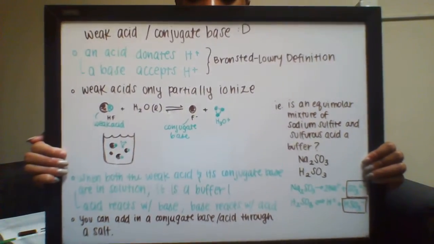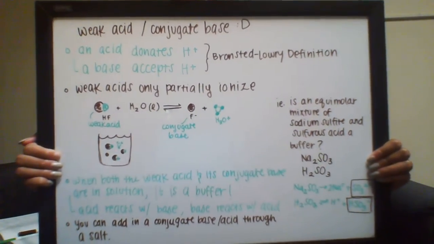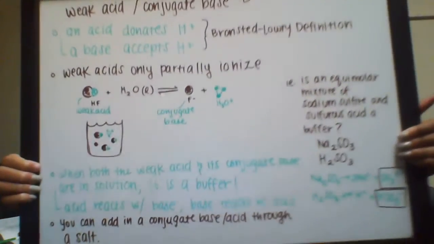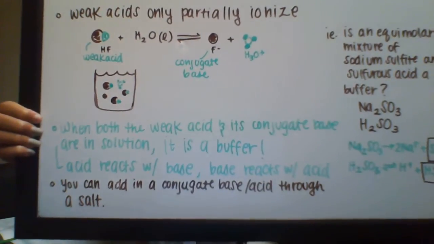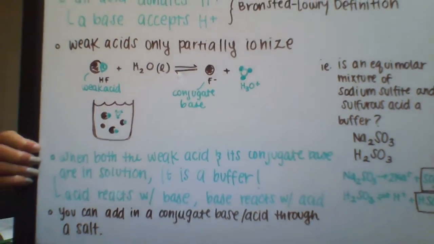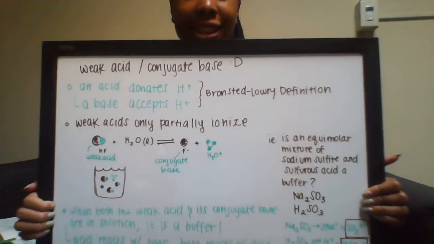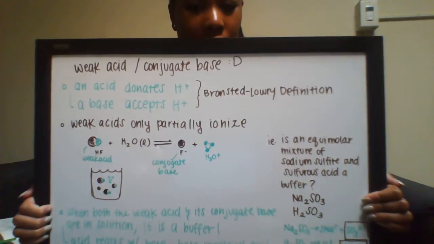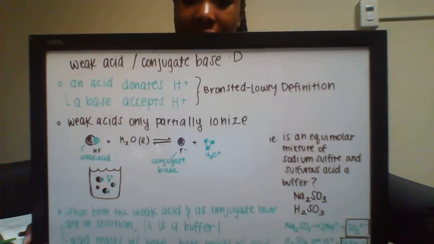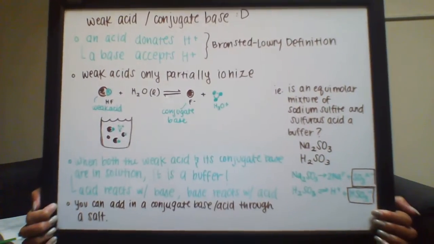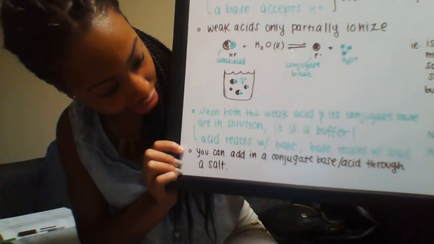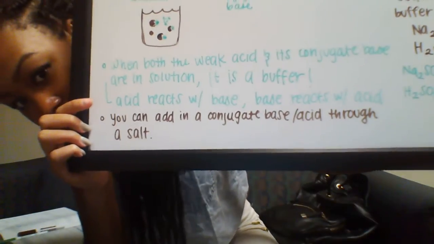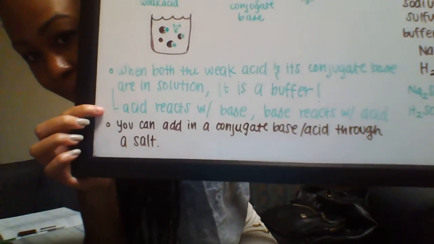So, now that that's established, when both the weak acid and its conjugate base are present in the solution, we say that that solution is a buffer. A buffer has to contain a weak acid and its conjugate base, or a weak base and its conjugate acid, in order to be effective. When both are in solution, the acid reacts with the base, and the base reacts with the acid.